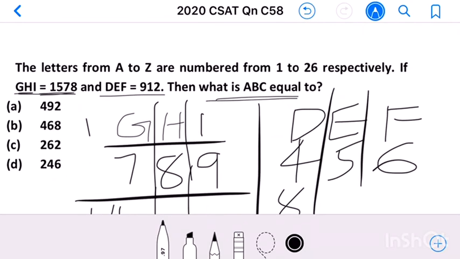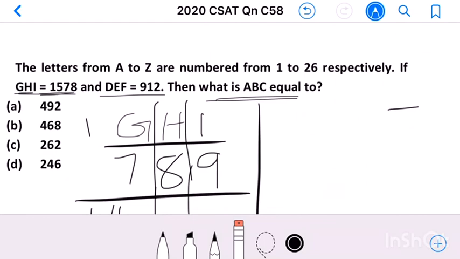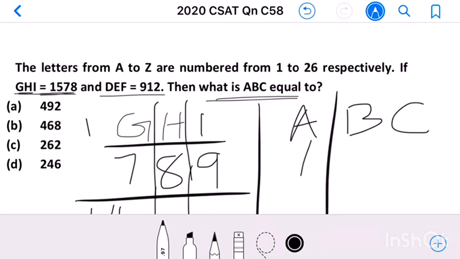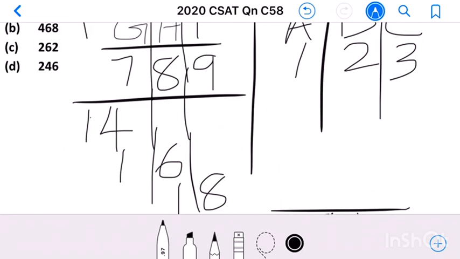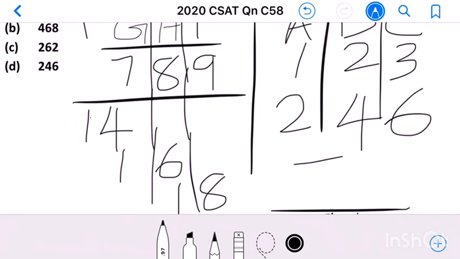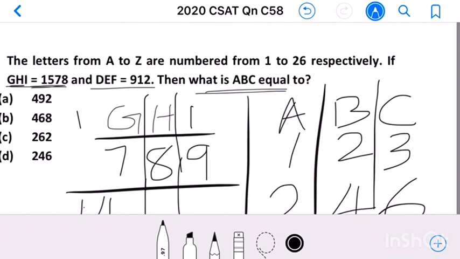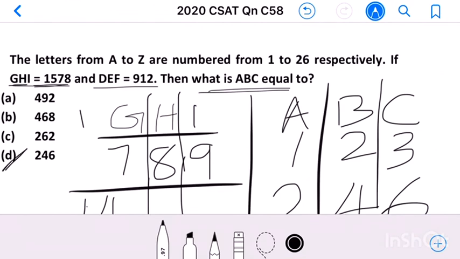The same way we can find ABC. A, B, C. A equal to 1, B equal to 2, C equal to 3. Then double these values. A equal to 1 into 2, 2; 2 into 2, 4; 2 into 3, 6. Then 246 is the code for ABC. Our answer is option D, 246.